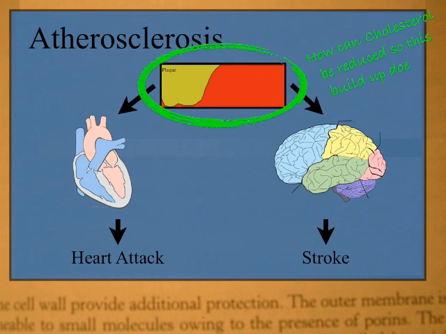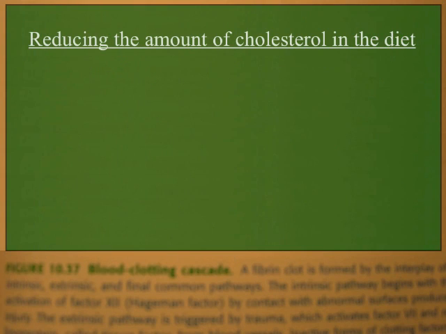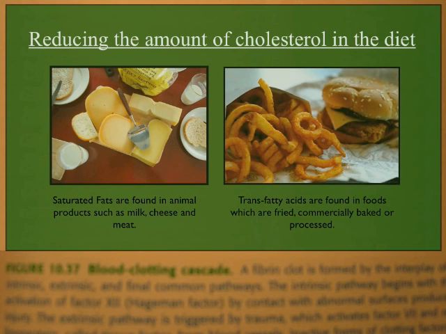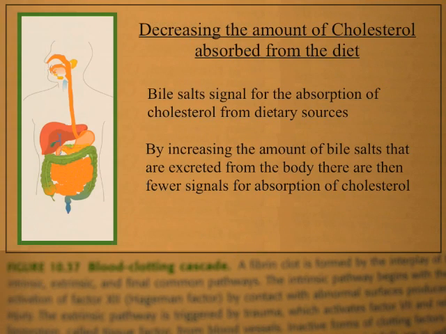So what are the main ways to stop cholesterol building up in the blood vessels? Firstly, the amount of cholesterol in the diet can be reduced. Cholesterol is particularly high in foods containing saturated fats and trans fatty acids. However, if this is not sufficient, there are 2 main clinical methods for further reducing cholesterol. The first is to regulate bile salts. Bile salts signal for the absorption of cholesterol from dietary sources. By increasing the amount of bile salts that are excreted from the body, there are then fewer signals for absorption of cholesterol. This can be done using drugs such as cholestyramine.